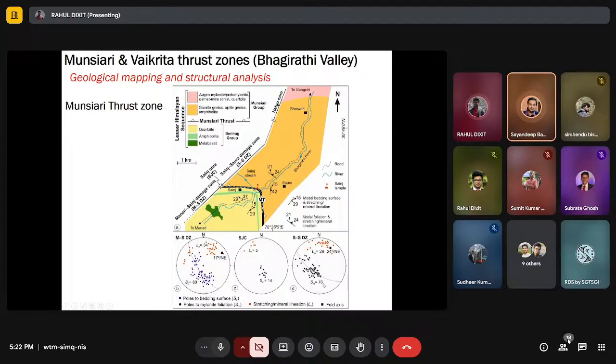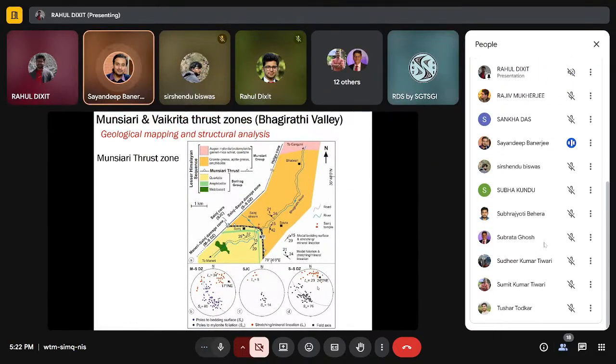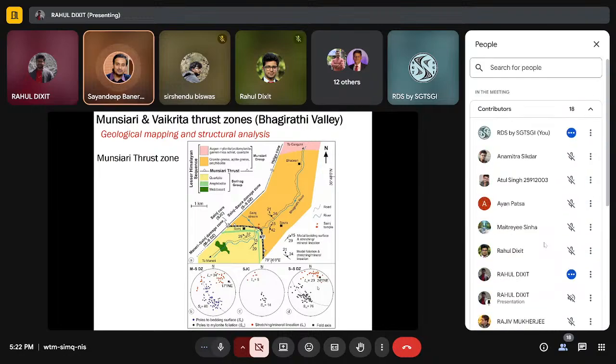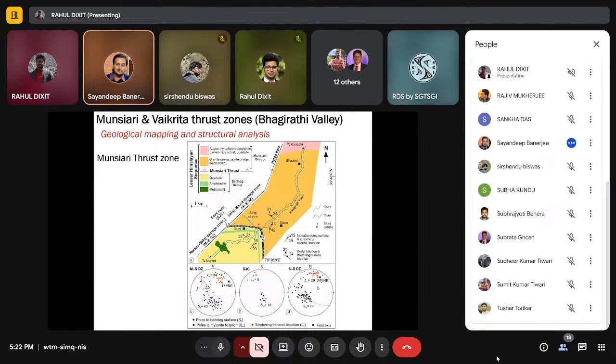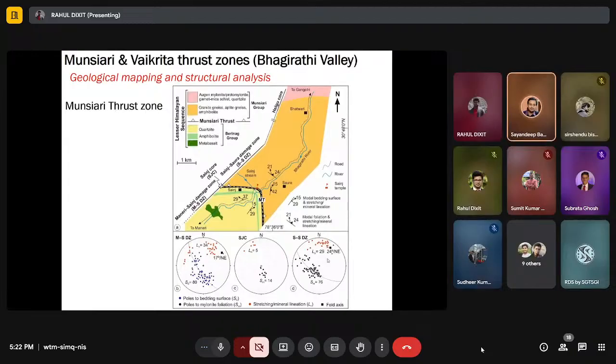Rahul, one thing for this Munshari thrust: for the data that you have taken from the hanging wall side, it's fine if you are relying on that. But how far can you say that the footwall data, your bedding surface, or for example some foliation, will help you identify the geometry of the thrust exactly?